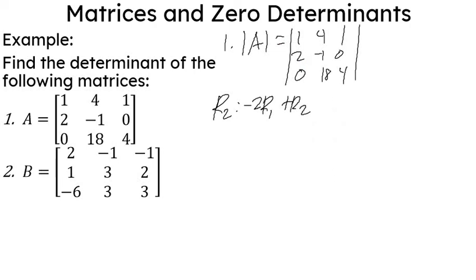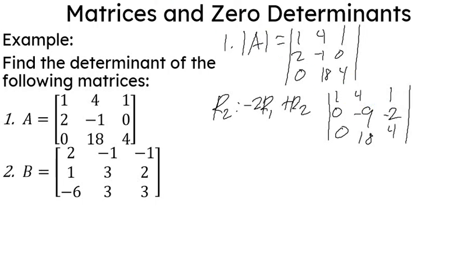That's a pretty long line, let's make it simpler here. There you go. So row 1 will remain the same. Row 2: -2 times 1 is -2, plus 2 is 0. -2 times 4 is -8, plus -1 is -9. -2 times 1 is -2, plus 0 is -2. Then we copy 0, 18, 4. Let's fix that 1 there.